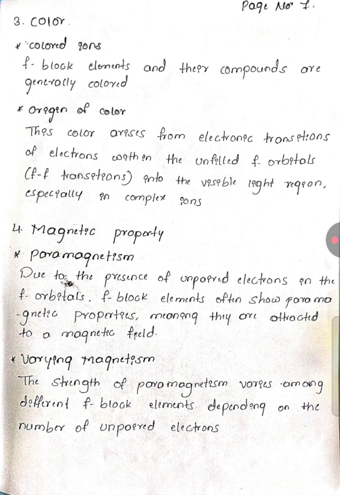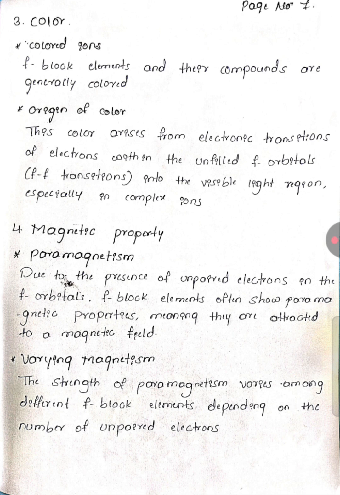Next property is color. Colored ions: F block elements or their compounds are generally colored. Origin of color: this color arises from the electronic transitions of the electrons within the unfilled f orbitals, f-f transition, into the visible light region, especially in complex ions.